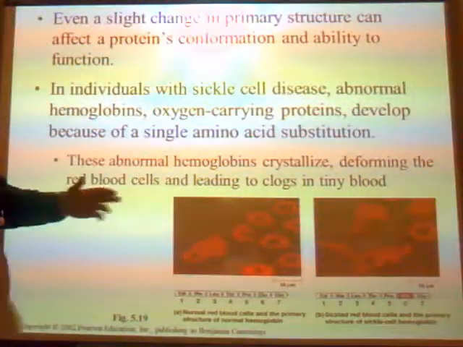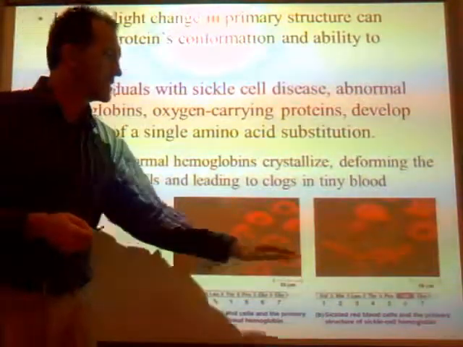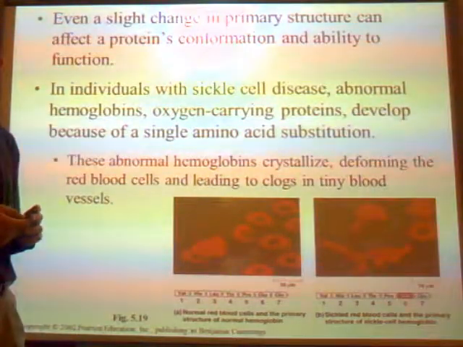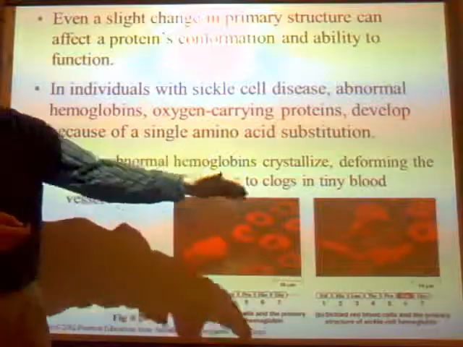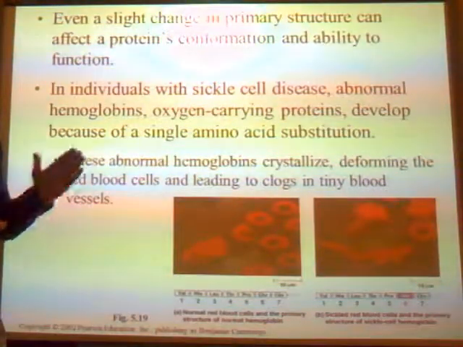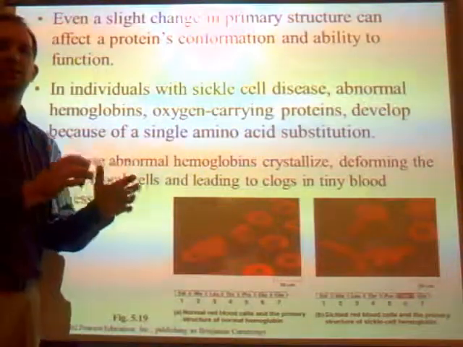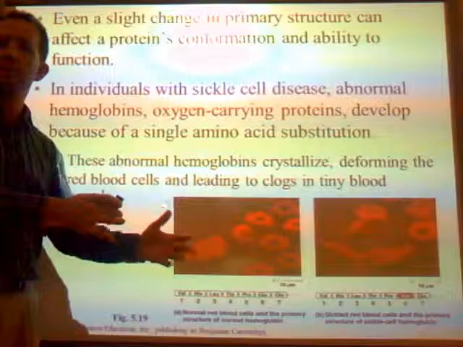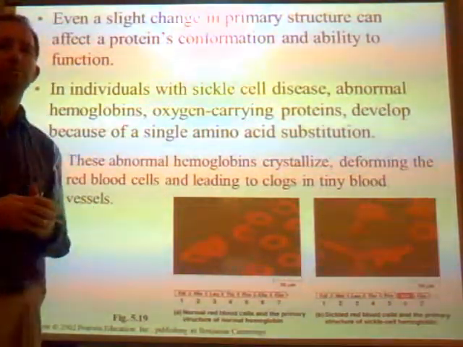Now here is an example in which we actually have the order substituting something in that should not be there. Okay, this is what we call sickle cell anemia or sickle cell disease. This is caused by abnormal hemoglobin. Hemoglobin is the oxygen-carrying protein in your red blood cells. Red blood cells' primary function is to carry oxygen throughout your system.